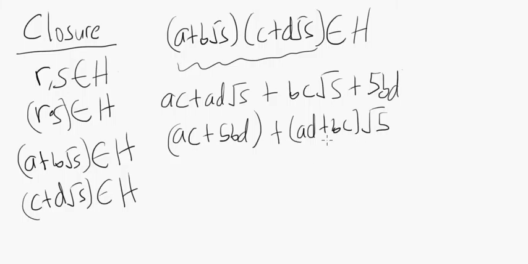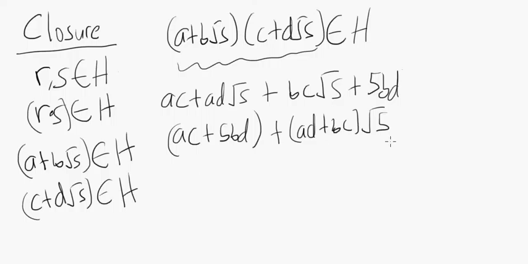Our claim is that this must be an element of H. Well, we know that A and B are rational numbers because they're elements of H. C and D are rational numbers too. And so we know that whatever this is, it's a rational number, and whatever this is, it's also a rational number. So this beast here is of the right form to be an element of H. Our main source of concern is we do not know whether this thing equals 0 or not.